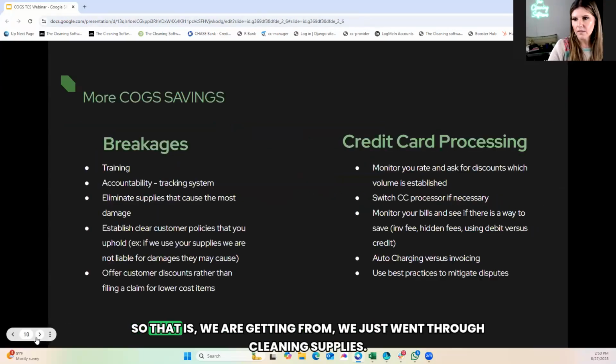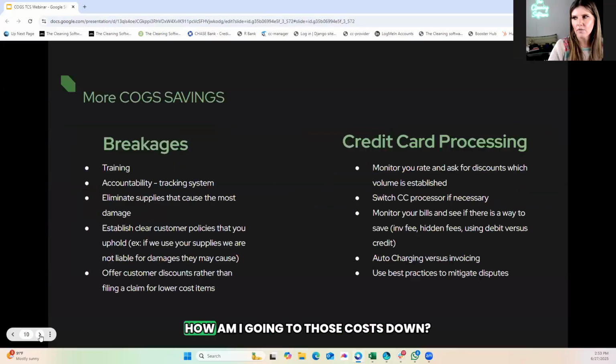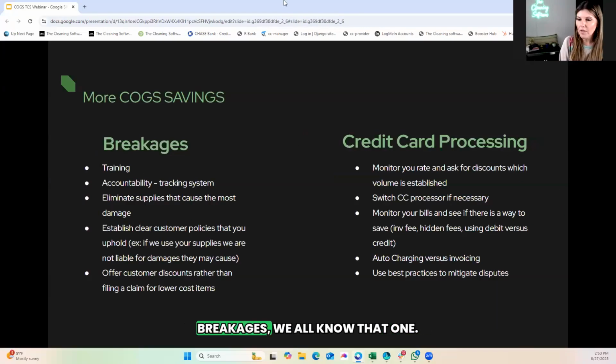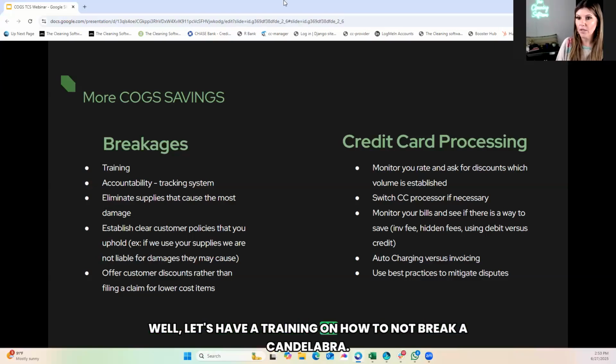So that's it for cleaning supplies. Our next is how am I going to get those costs down? Breakages, we all know that one. I don't feel like I have to state the obvious. If you're breaking a bunch of stuff, like I'm constantly breaking candelabras, well, let's have a training on how to not break a candelabra.